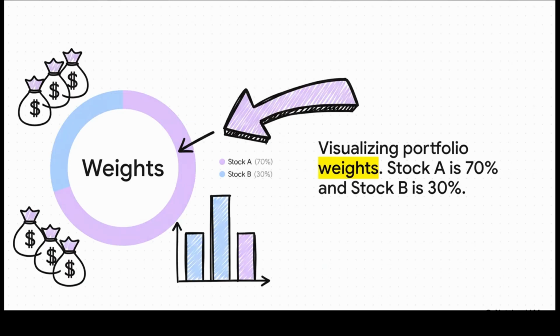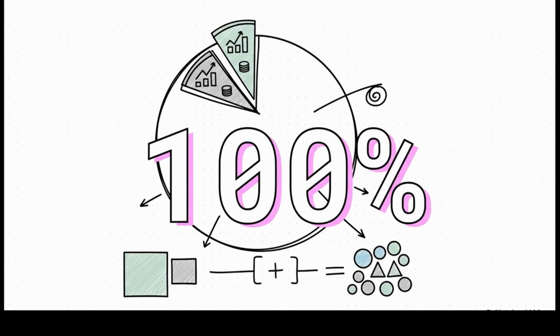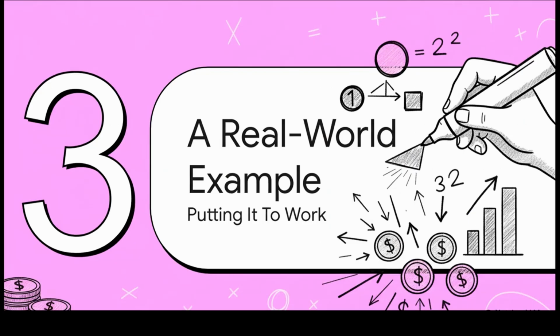And visualizing the weights? Super easy. In this example portfolio, let's say 70% of the money is in stock A and the other 30% is in stock B. These are our w_i values that we're going to plug into the formula. And this brings us to the one golden rule of portfolio weights: they absolutely must add up to 100%. It makes sense, right? You're accounting for all of your invested money. So whether you have 2 stocks or 20 stocks, the sum of all their individual weights has to equal the whole thing.